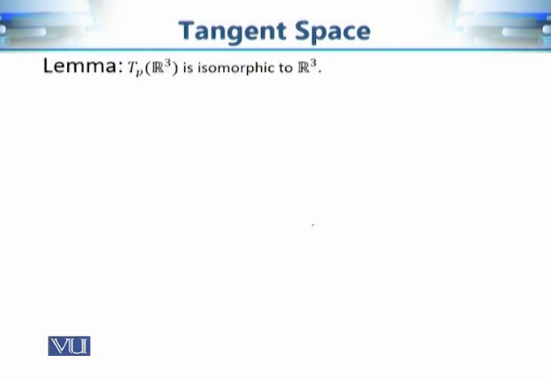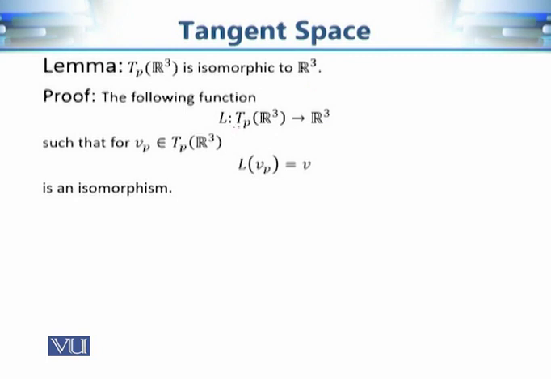So what do we need to prove? We need to prove that this tangent space Tp of R3 is isomorphic to R3. The idea is very simple. The map L from Tp of R3 to R3 can be easily defined as L(Vp) equals V. Using this definition, it's a very trivial exercise to show that this function is an isomorphism, and hence Tp of R3 is isomorphic to R3. In other words, the question of how many vectors there are in Tp of R3 is equivalent to the number of points in R3.